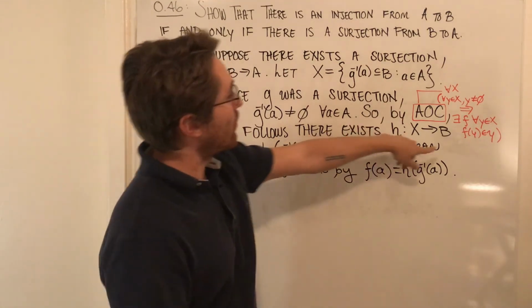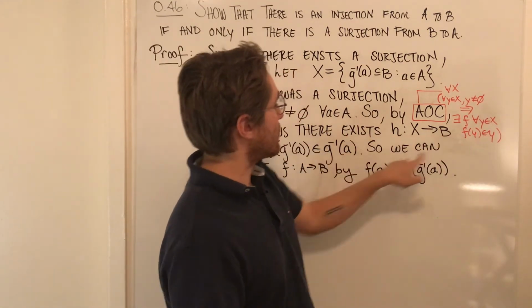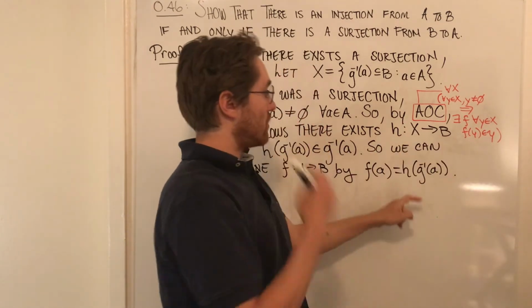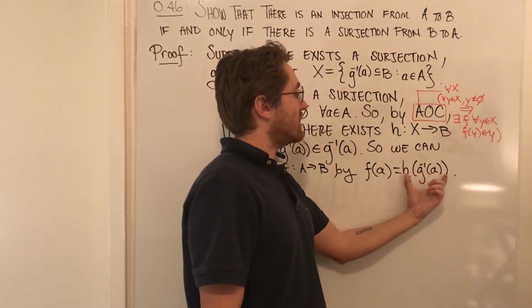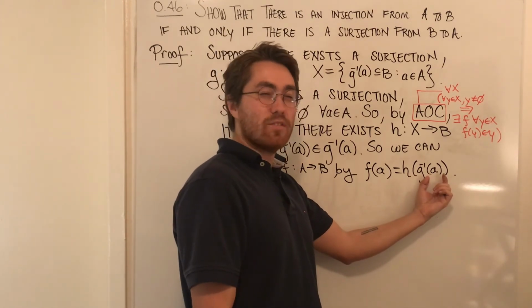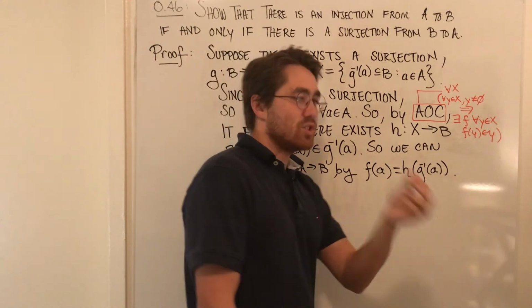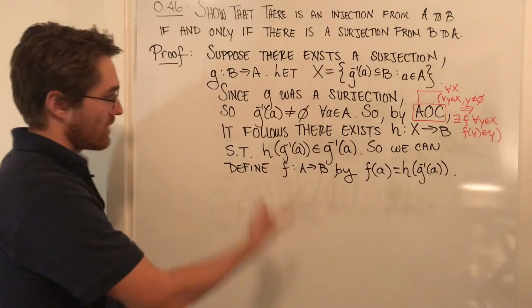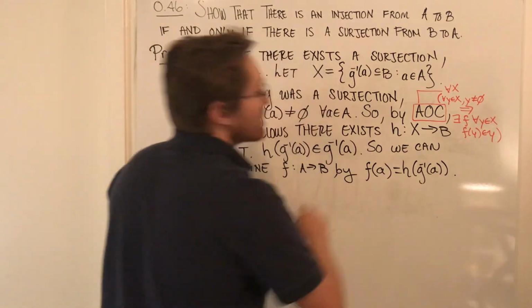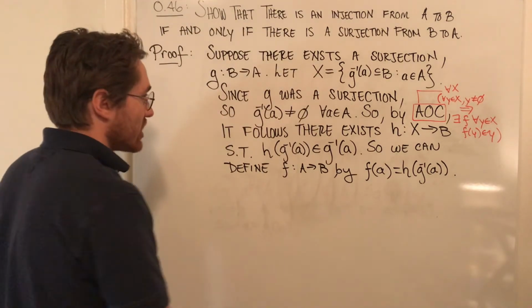Your choice function h of y is just some element in y. So h of g inverse of a is just some element of g inverse of a, which is an element of B. So f of a is just some single element of B. So f is a function. Now what we have to show is that this function f is an injection.